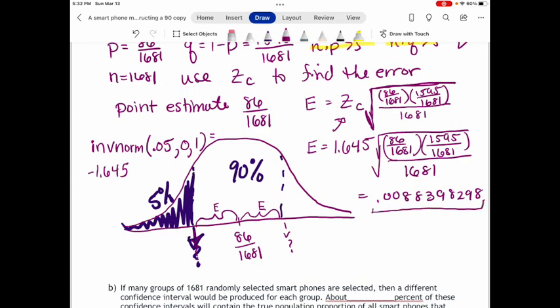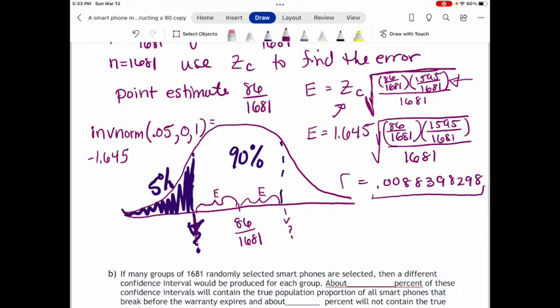0.0088398298. Now keep all of these digits, because if you round on each intermediate step, then it's going to throw your answer off at the end. Wait till the very last step to round, which is why I left these values as fractions rather than put them in decimal form. I didn't want to round. I want to keep all of my digits right to the end. Okay, so this is my error.